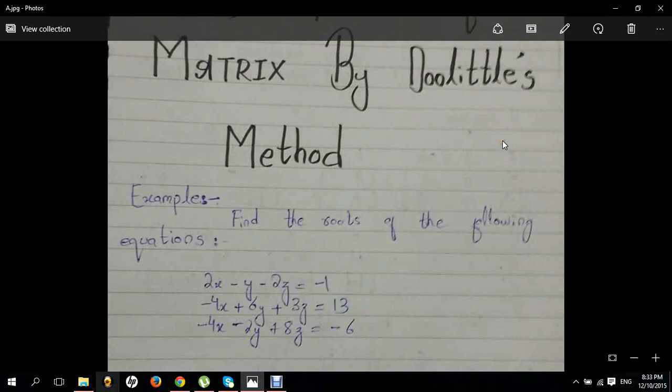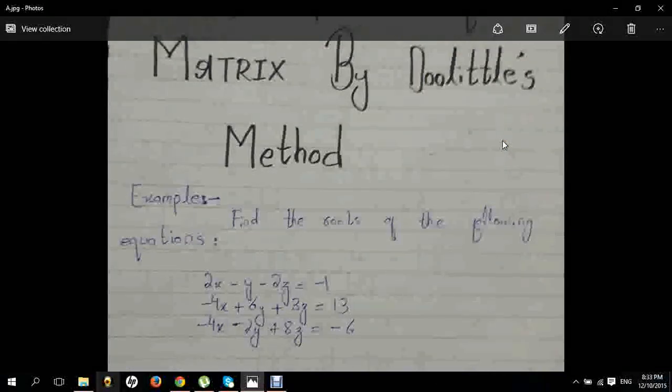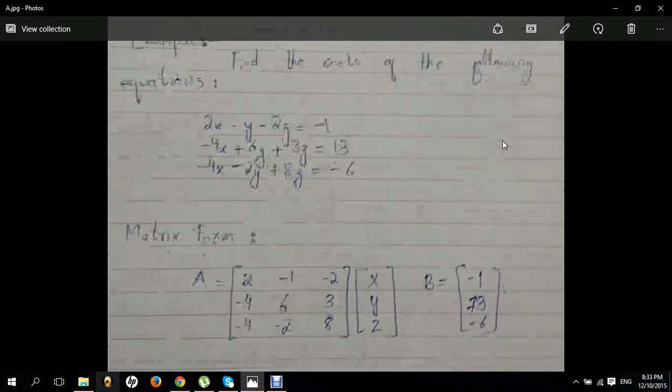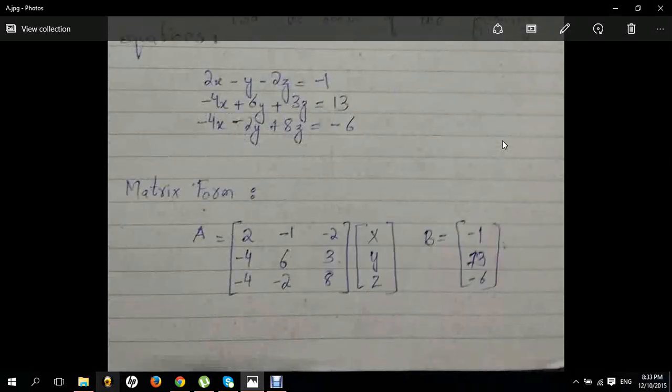The equations are 2x minus y minus 2z is equal to minus 1, and minus 4x plus 6y plus 3z is equal to 13, and minus 4x minus 2y plus 8z is equal to minus 6. The first step is we're gonna make this equation into our matrix form.